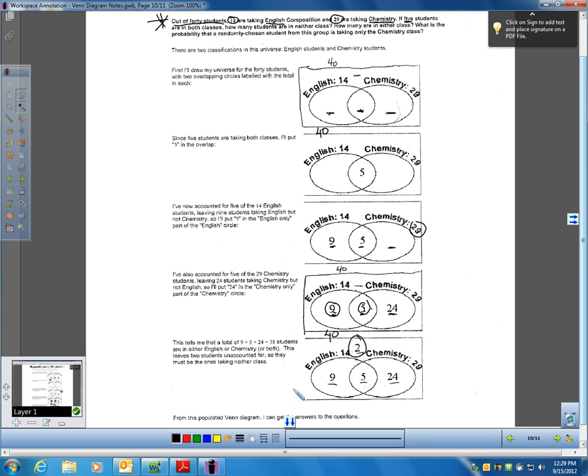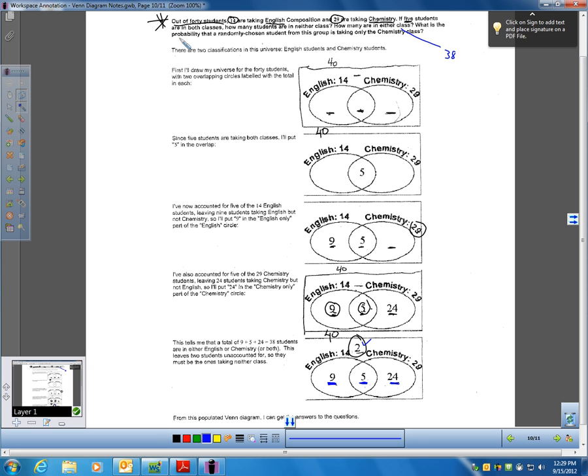Remember that we had 40 people in here. Let's answer the questions. How many students are in neither class? Well, it's right here, 2. How many are in either class? Well, out of the 40 students, if I said, okay, who's taking English or chemistry? Well, these people would raise their hand. So would these people. They're taking English or chemistry. They're taking one of the 2 at least. So are these people. 24, 5, and 9. There's 38 taking either class.